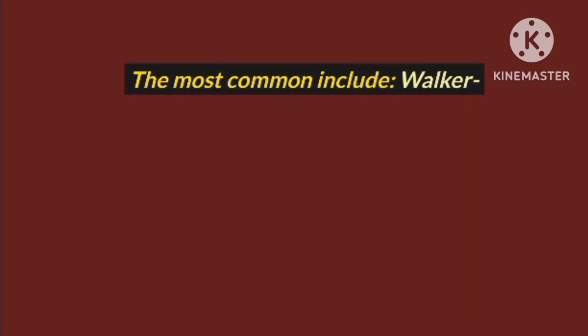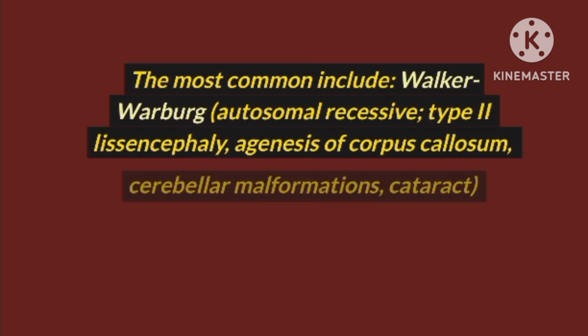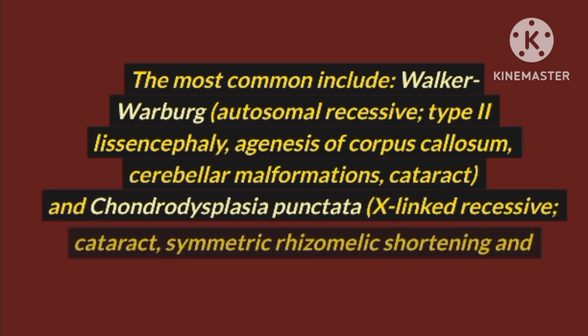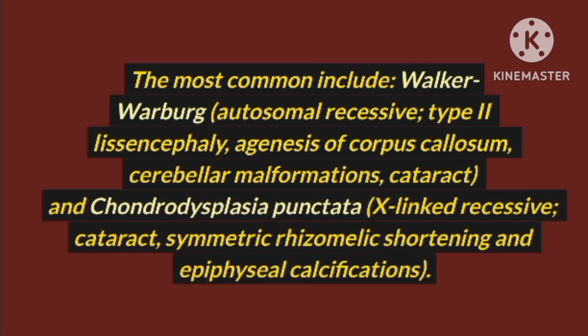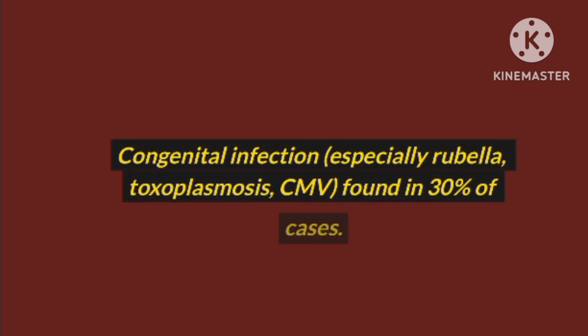The most common include Walker-Warburg, autosomal recessive: type 2 lissencephaly, agenesis of corpus callosum, cerebellar malformations, cataract. And chondrodysplasia punctata, X-linked recessive: cataract, symmetric rhizomelic shortening, and epiphyseal calcifications. Congenital infection, especially rubella, toxoplasmosis, cytomegalovirus, is found in 30% of cases.